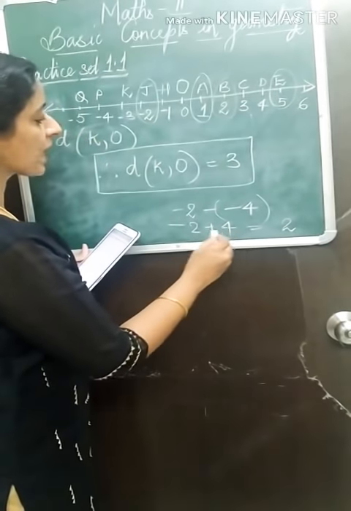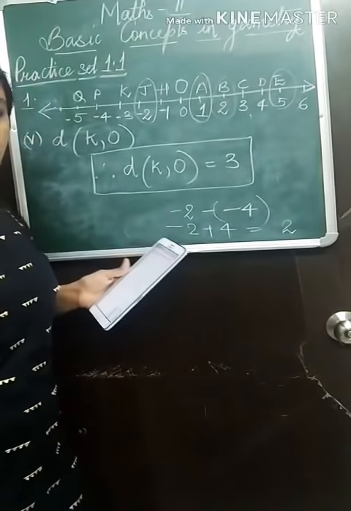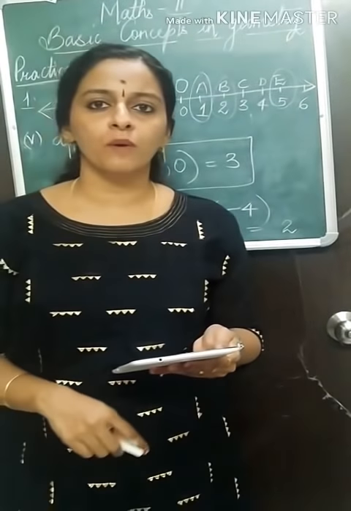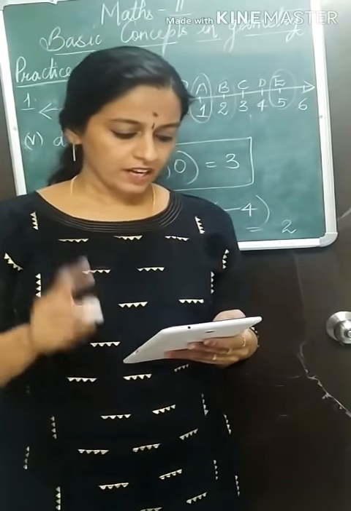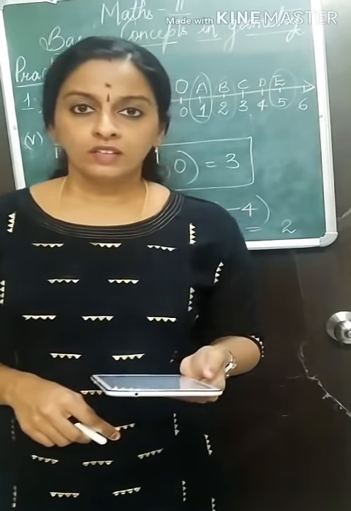Then you will put the sign of the bigger number. 4 is bigger here. The sign is plus. So our answer will be 2. Try it out. And last one, distance between Q comma B. So that's 4 sums, you have 3 sums to do, complete it.